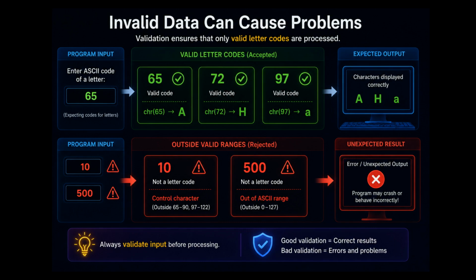Now let's understand why validation is important. A program should not accept every value without checking it first. For example, 65 is a valid letter code. Using CHR65, we get uppercase A, 72 gives us H, and 97 gives us lowercase a. These values are valid because they are inside the expected letter ranges. But what happens if the user enters 10 or 500? These values are not valid letter codes for this task. They could produce unexpected characters, incorrect results, or values outside the expected ASCII range. So remember, always validate the input before processing it. Good validation helps our program produce correct and reliable results.